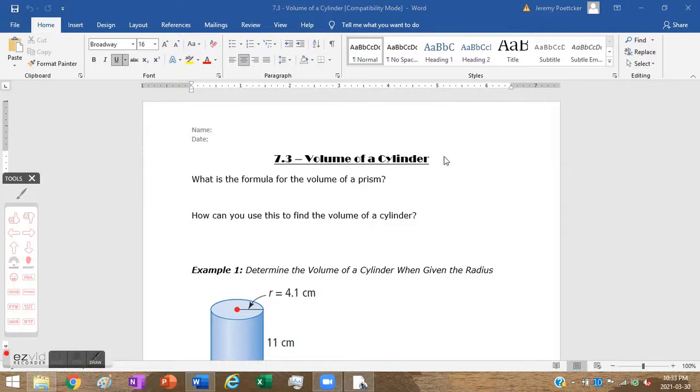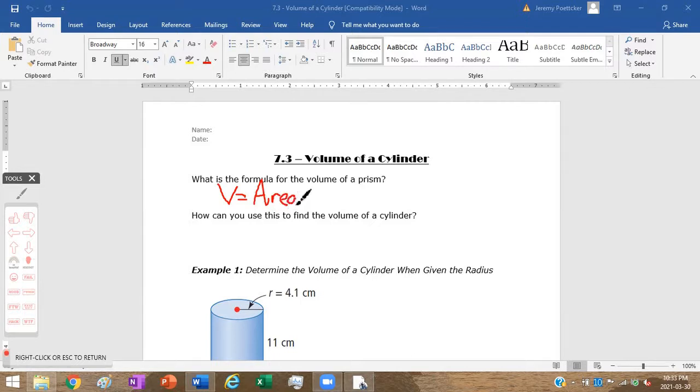All right, volume of a cylinder. Think back. We've talked about the formula for the volume of a prism. There's a general one that works whether you've got a triangular prism or a rectangular prism, or a cube. Similarly, it would work as long as you knew how to find the area of the base. So the formula for volume of a prism is volume is equal to area of the base times the height.